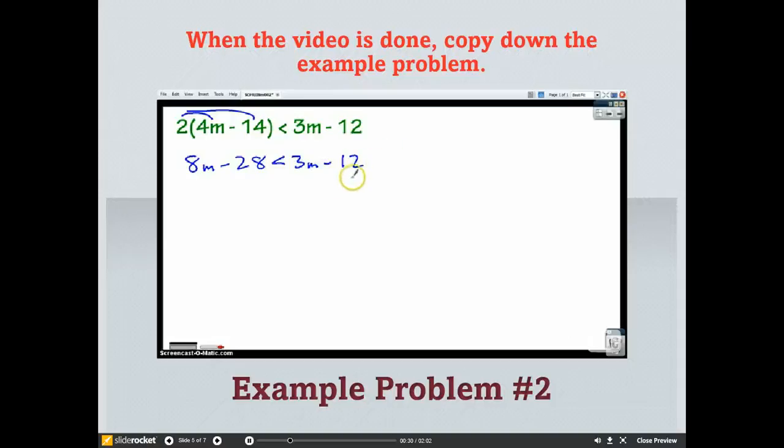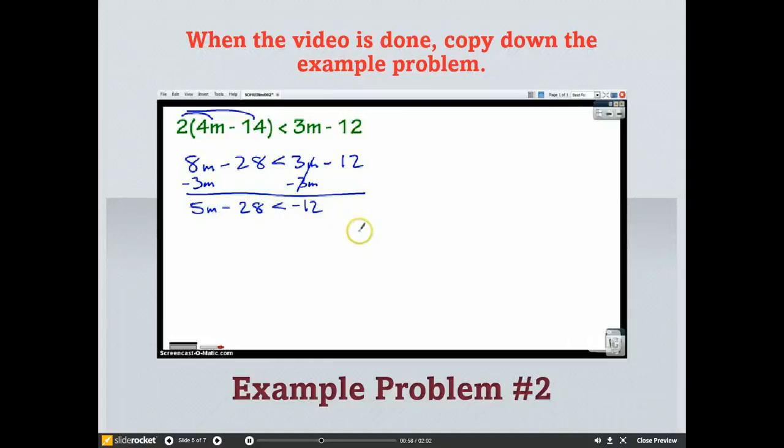Alright, next, we don't like the fact that we've got 8m on the left and 3m on the right. We don't have the variable isolated, so we can't start undoing things. So we want to move one of those to one side or the other. I'm going to choose to get rid of the 3m by subtracting. And as always, what I do to one side, I do to the other. Over here we get 8m minus 3m, which is 5m minus 28. It's less than negative 12.